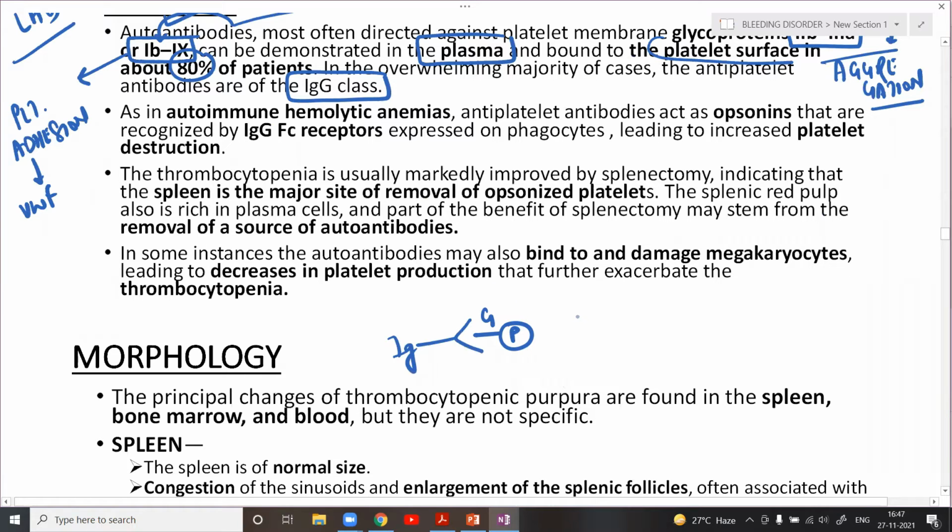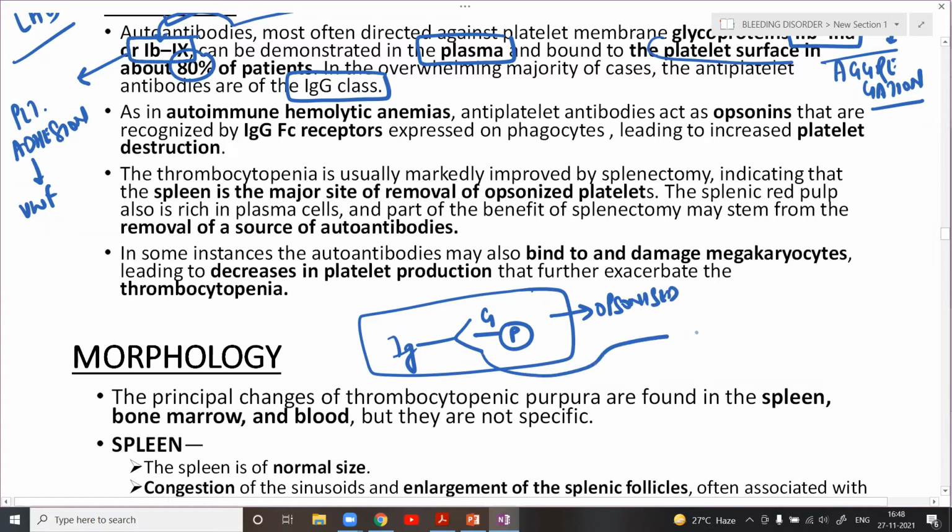So now what will happen? This platelet is coated with IgG. What do we call it? We say that they are opsonized. Now this is going to go into the spleen. In the spleen, what is going to happen? This platelet having this glycoprotein, which is coated by this IgG.